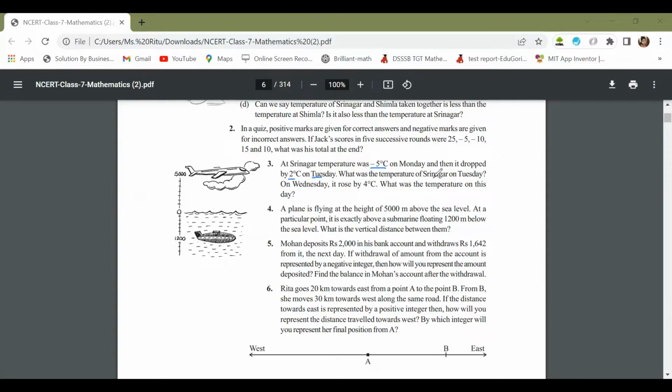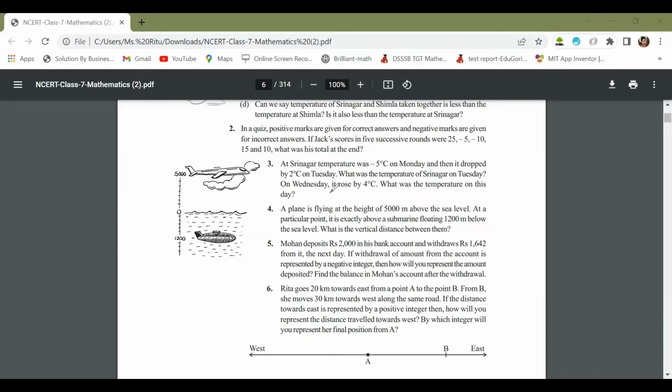What was the temperature of Srinagar on Tuesday? तो Tuesday को क्या temperature है? Tuesday को temperature होगा, Monday को जो भी temperature है उसमें से 2 degree minus कर देंगे because it's getting dropped. Okay, so what you will write here? First of all, we'll write the temperature on Monday. So we'll write like temperature at Srinagar on Monday equals to minus 5 degrees Celsius. Then we will write temperature dropped by 2 degrees Celsius on Tuesday.